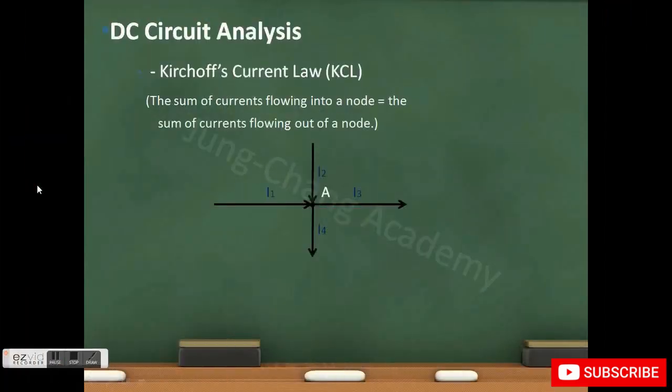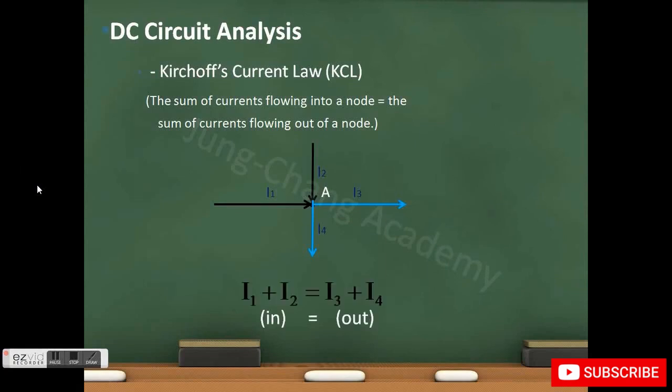Kirchhoff current law tells you that the sum of current flowing into a node equals the sum of current flowing out of the same node. In this case, we have I1 and I2 flowing into node A, I3 and I4 flowing out of the same node A. So according to Kirchhoff current law, we know that I1 plus I2 equals I3 plus I4.